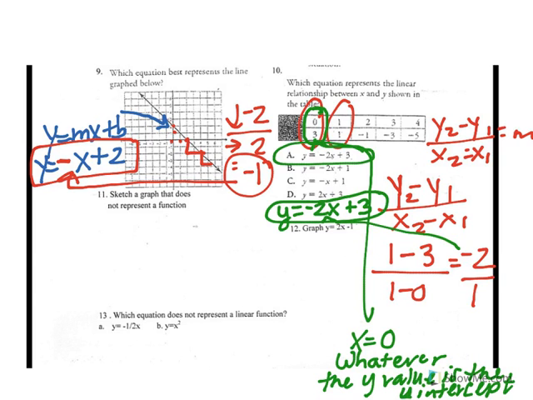Number 11 says sketch a graph that does not represent a function. So an example of something that does not represent a function would be a graph that looks like this, where it does not pass the vertical line test. Because if I were to draw a vertical line through this, it would touch the line more than one place, so it does not represent a function.